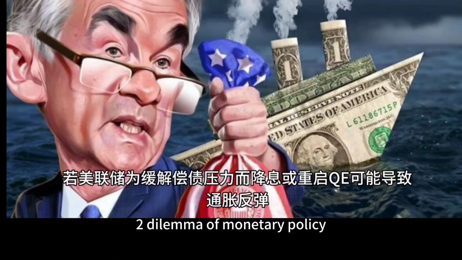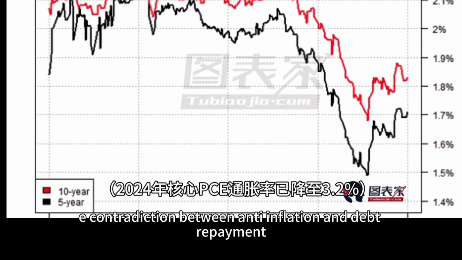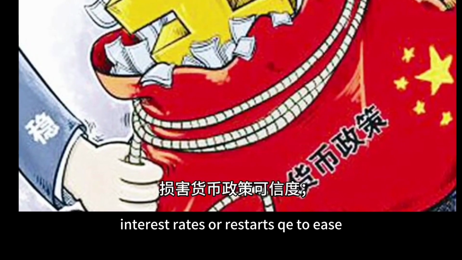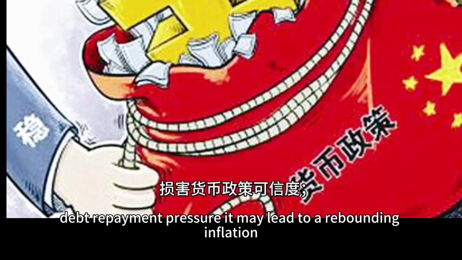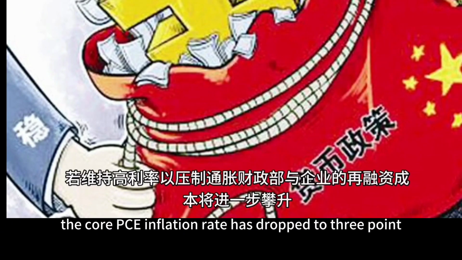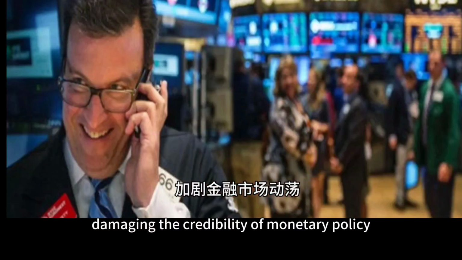B. Dilemma of monetary policy. a. Contradiction between anti-inflation and debt repayment. If the Federal Reserve cuts interest rates or restarts QE to ease debt repayment pressure, it may lead to a rebound in inflation. The core PCE inflation rate has dropped to 3.2% in 2024, damaging the credibility of monetary policy.